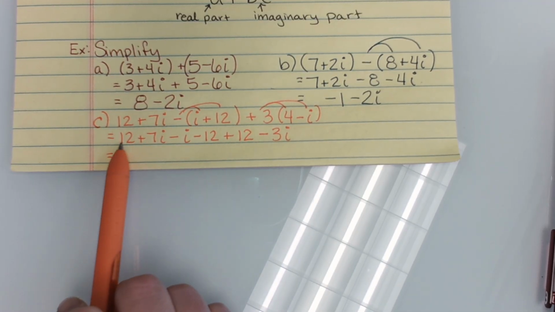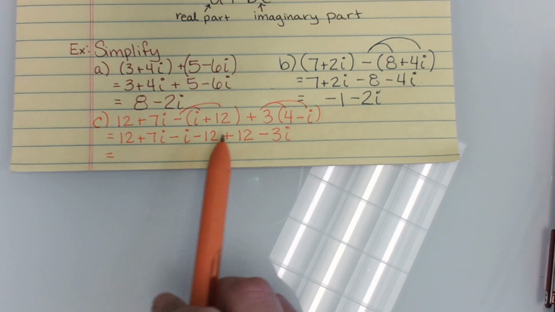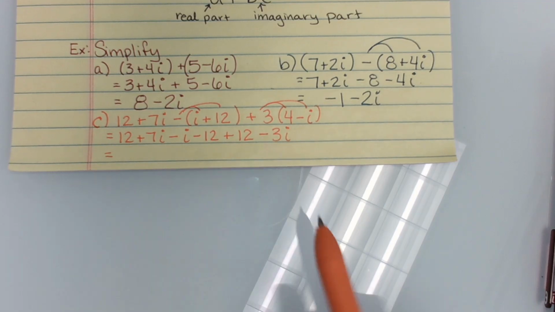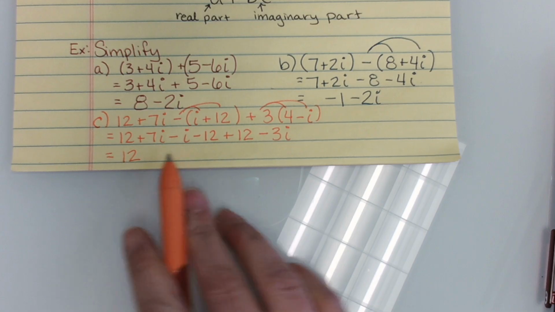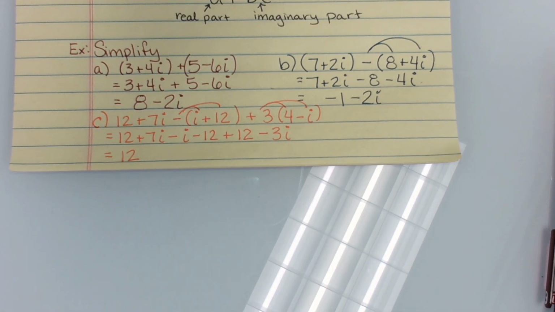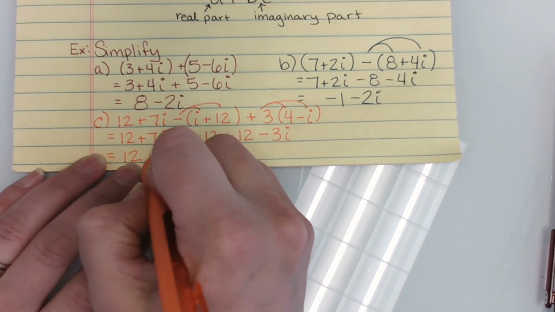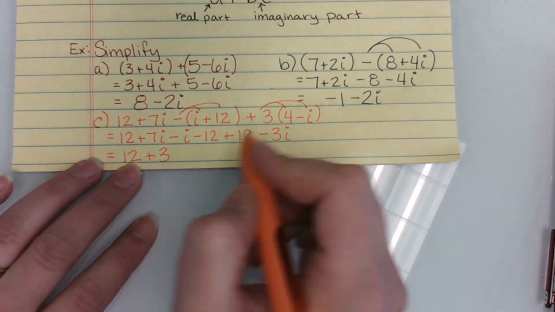I've got a 12. I've got a -12. I got a +12. I got a 7, a -1, and a -3. But not just 3, 3i.